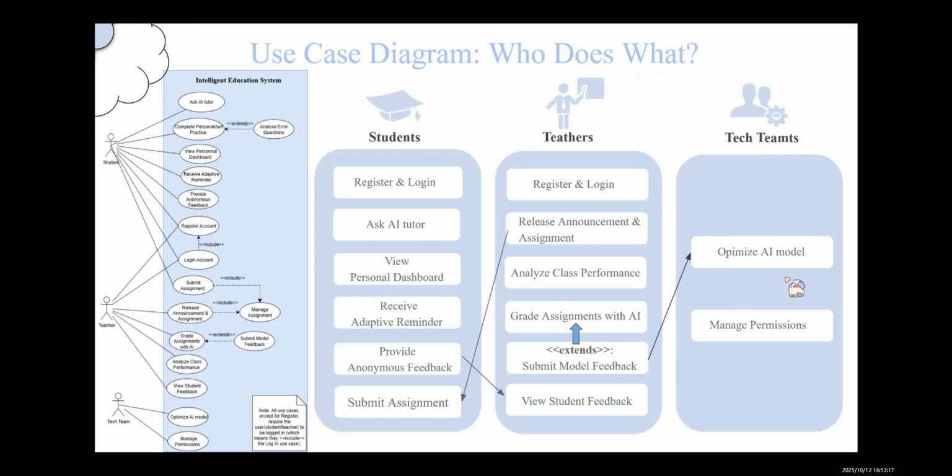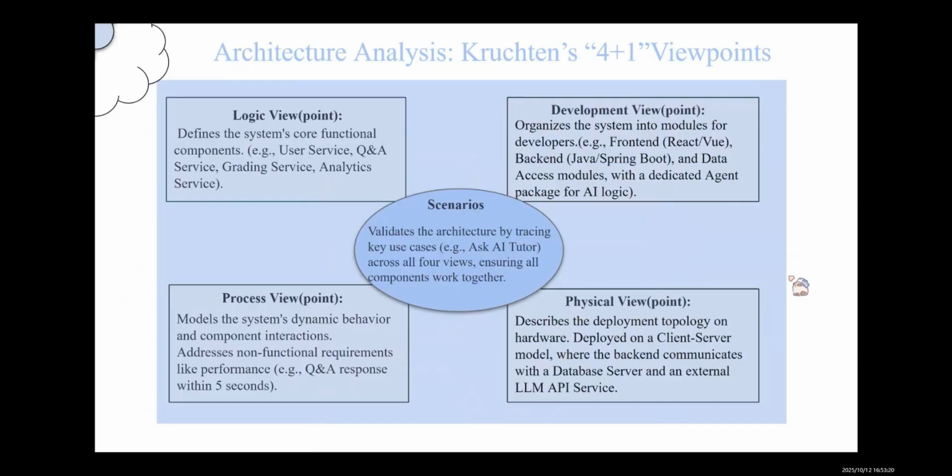For our architecture analysis, we use the 4+1 view model. We've defined the system's functional modules in the logical view, the process view for runtime behavior, the development view for code organization, and the physical view for deployment structure. And the scenarios validate our design to ensure everything works together.